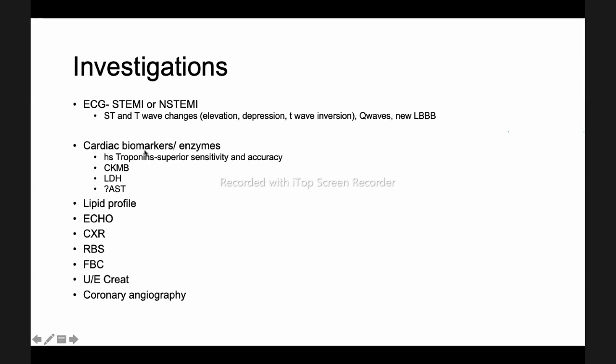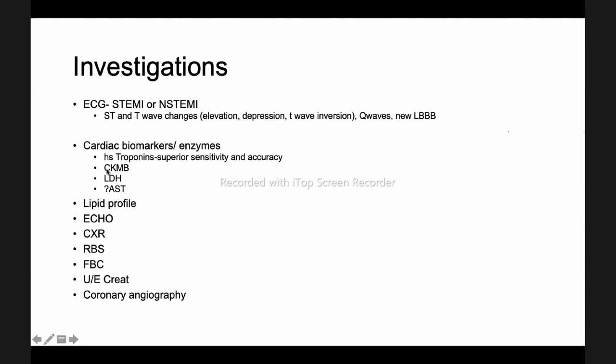Then you do a blood test called biomarkers. The one that we do that is very superior, has a high sensitivity and is very accurate, is the high sensitive troponins. Remember the cardiac myocytes, the proteins in it, they are troponins, aren't they? Myoglobins, remember all those? So if there's infarction, these will leak into the blood and you'll be able to measure them when you sample that blood and take it to the lab.